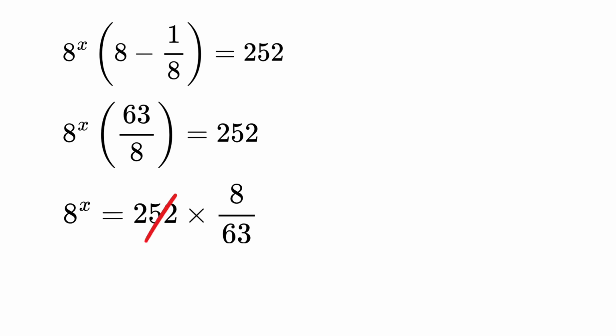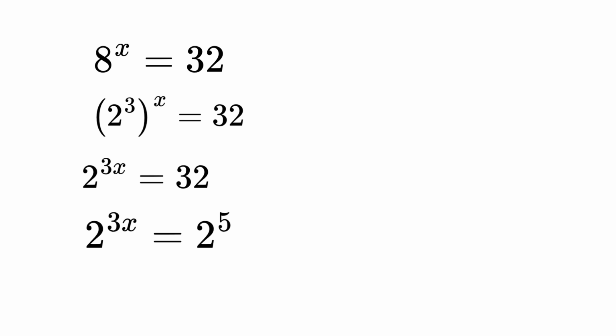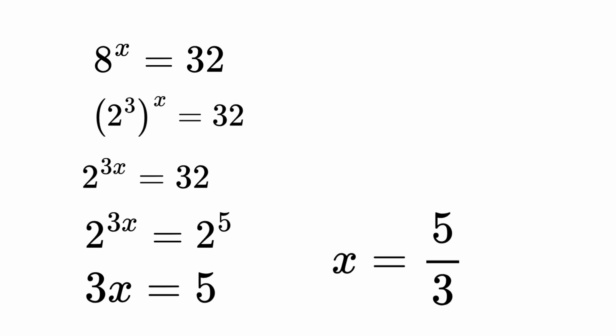252 will be cancelled by 63 as 4. Then 8^x is equal to 32. 8 we can write as 2^3. It is in the form of (a^b)^c is equal to a^(bc). So 2^(3x) is equal to 32. 32 we can write as 2^5. So 3x is equal to 5, so x is equal to 5/3.